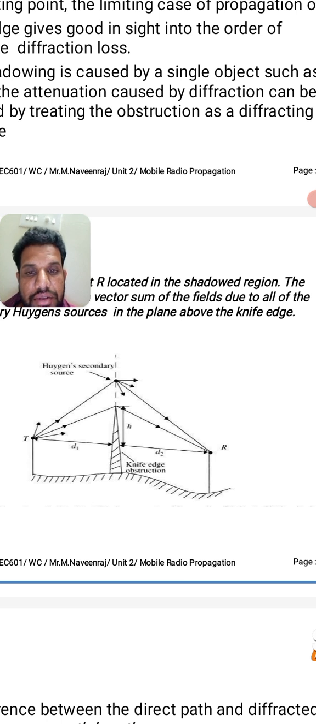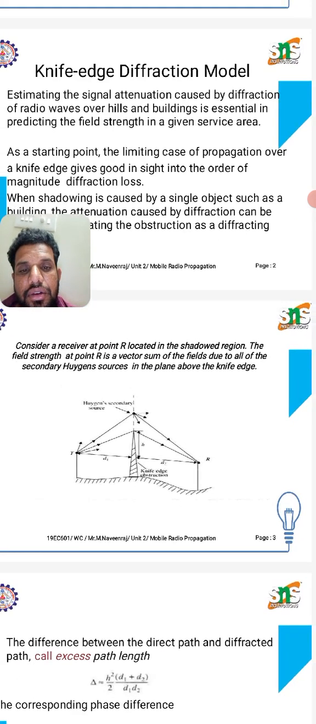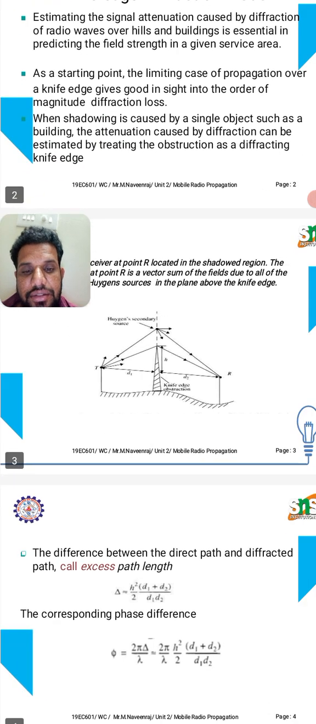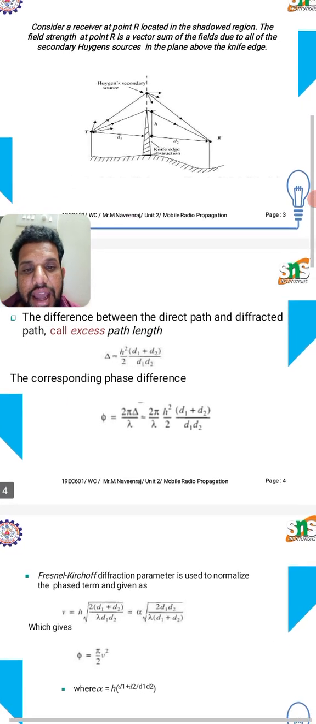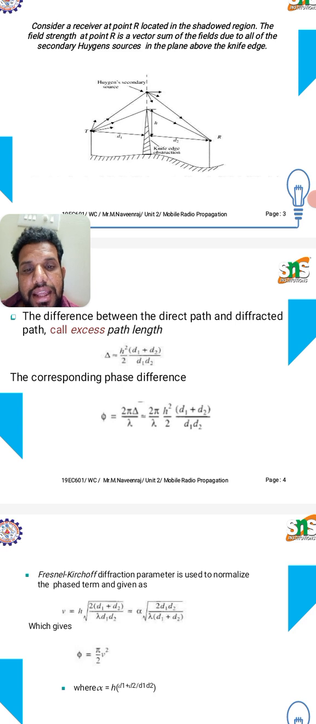Due to all these sources, an electric field will be created, and each source creates a field. The vector sum of all these gives you the field strength. Next, the difference between the direct path and the diffracted path is called the excess path length, that is del equal to h square by 2 into d1 plus d2 by d1 d2. The corresponding phase difference is phi equal to 2 pi del by lambda.